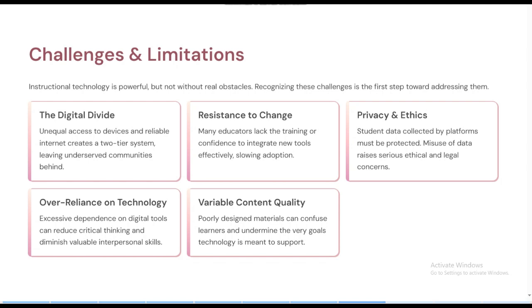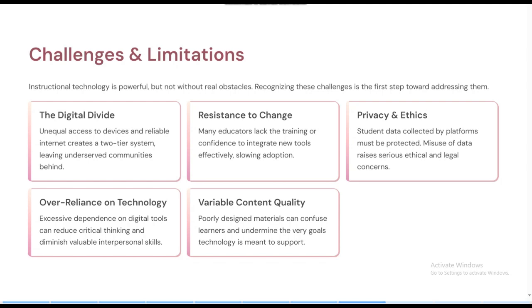You begin to have unequal access to devices and these technologies. For example, there are some areas where we have unreliable internet or no internet. So these are part of what has made some areas, which we call the rural communities, to be left behind. We also have the case of resistance to change.